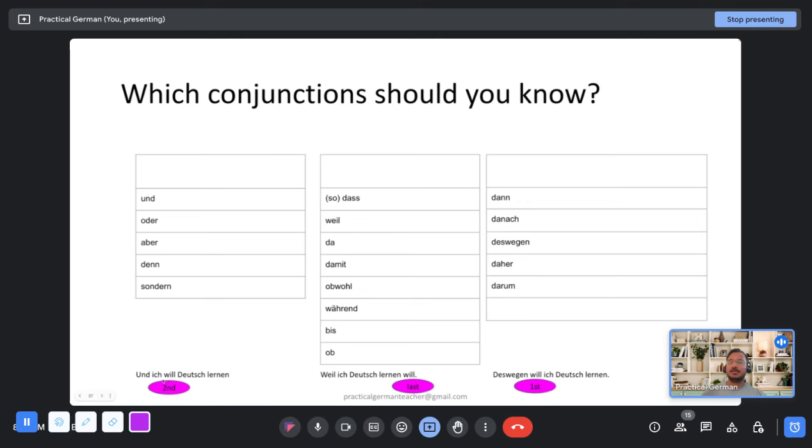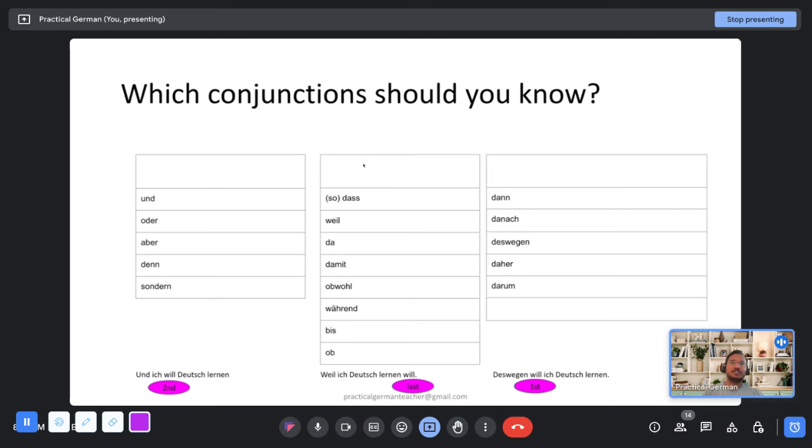What is important is the reason I have clubbed them into three different categories. Please read these sentences for me. Und ich will Deutsch lernen. Weil ich Deutsch lernen will. Deswegen will ich Deutsch lernen. Ich will Deutsch lernen is a sentence: I want to learn German. If I use any of these conjunctions, there is no change to the sentence structure. All that happens is that the "I" becomes small. The sentence was ich will Deutsch lernen; if I add und, nothing changes, und just takes the first position.